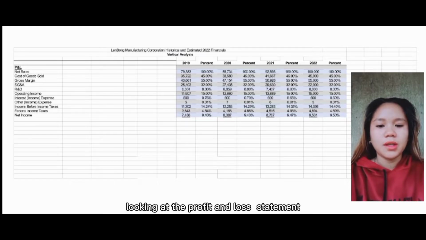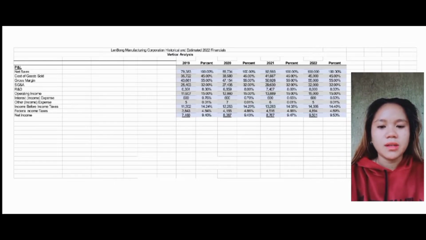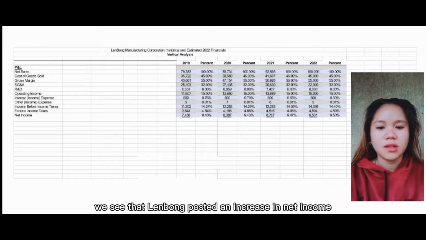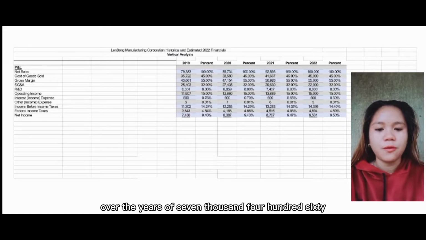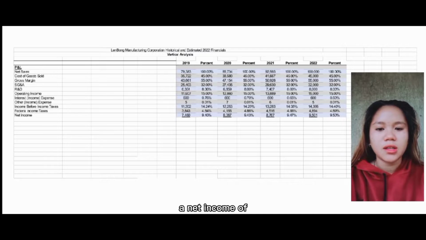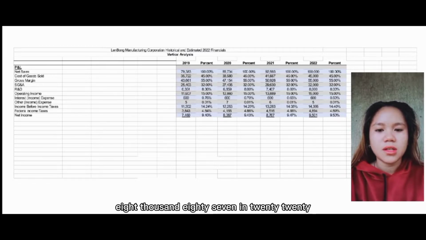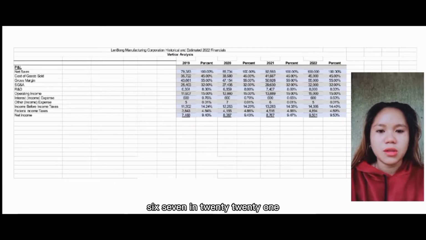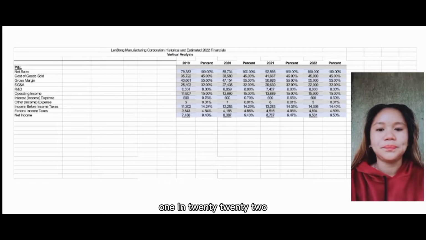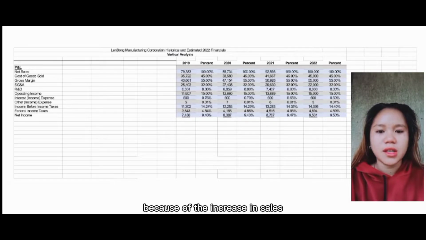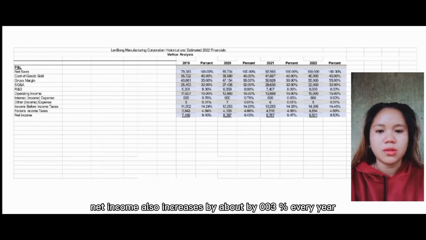Looking at the profit and loss statement, we see that LenBong posted an increase in net income over the years: 7,460 in 2019, 8,087 in 2020, 8,767 in 2021, and 9,501 in 2022. Because of the increase in sales, net income also increases by 0.03% every year.